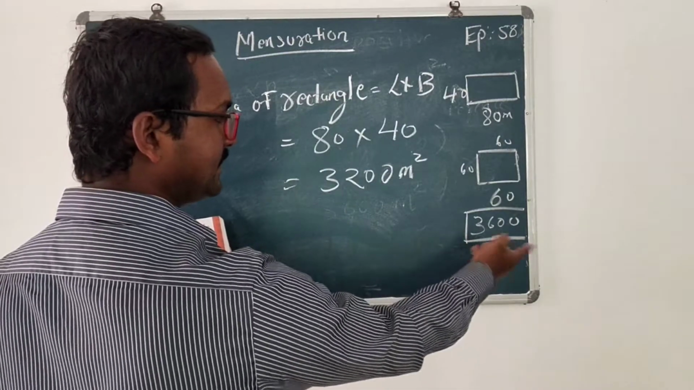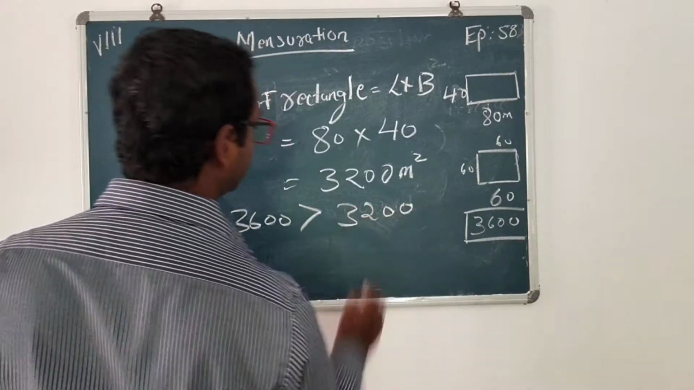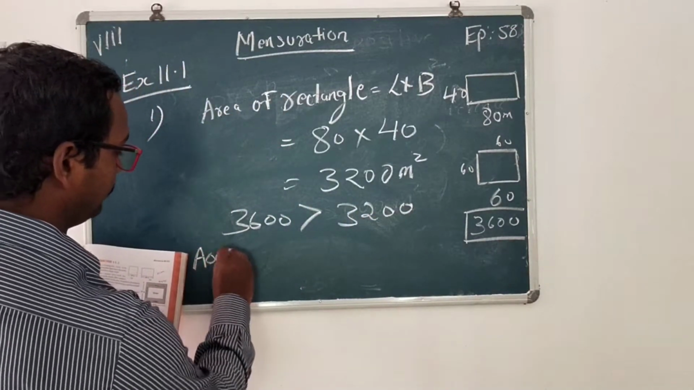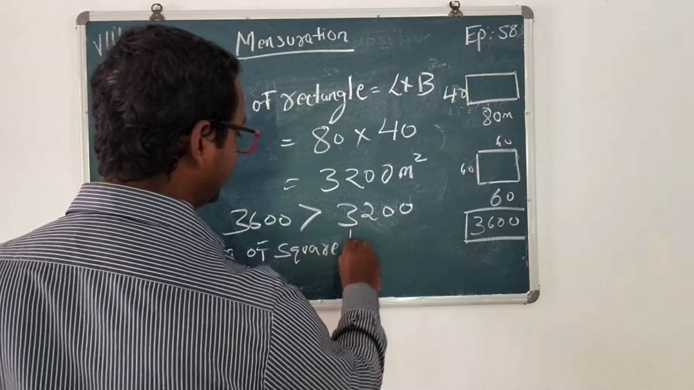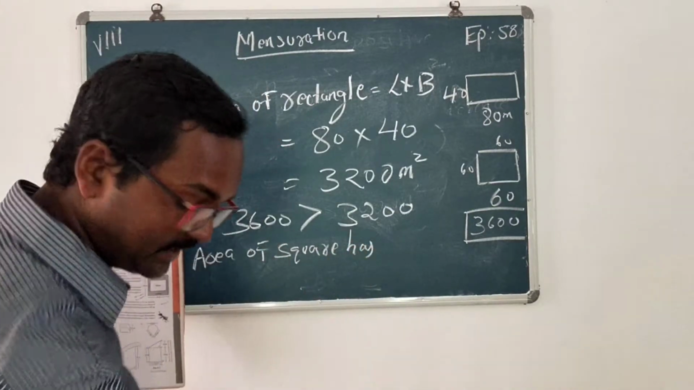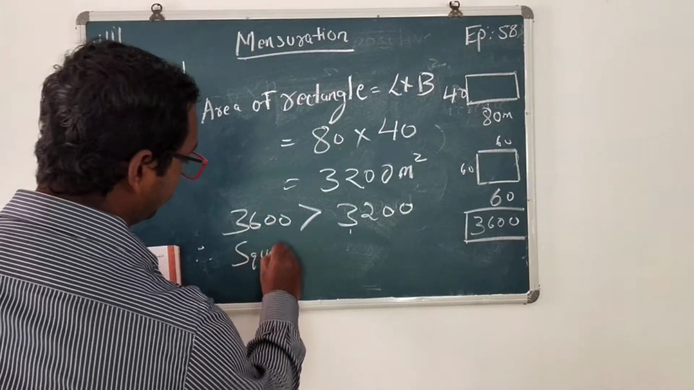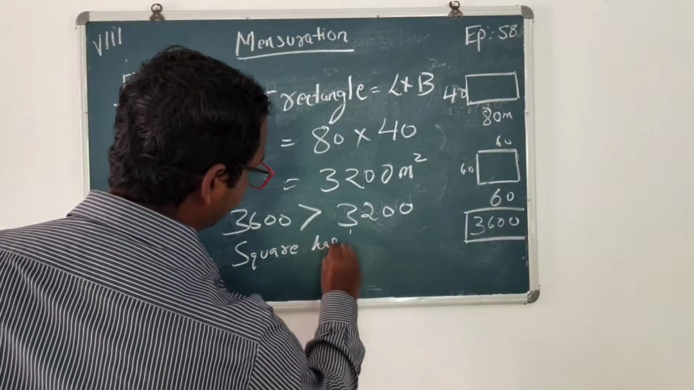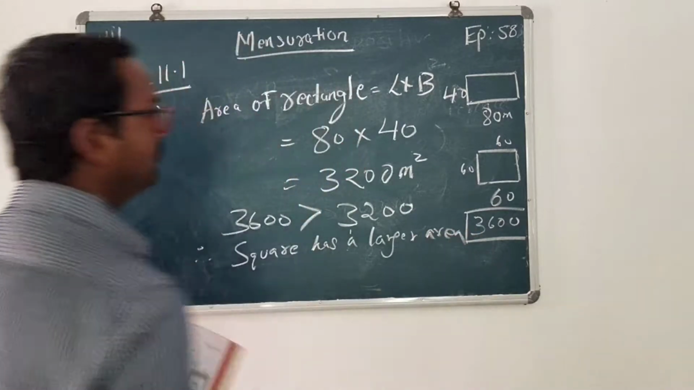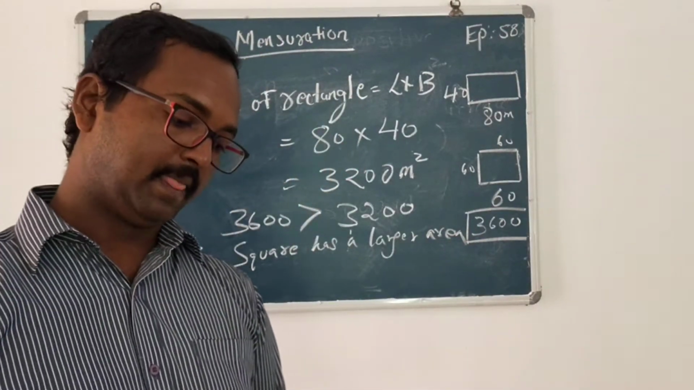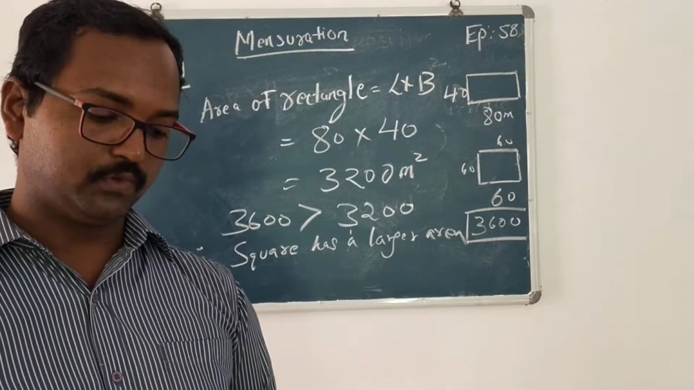Area of square is 3600. 3600 is greater than 3200. So area of square has a larger area. So we can write, therefore, square has a larger area. Okay, students, I think you all understood this one. Now let's move on to question number 2.